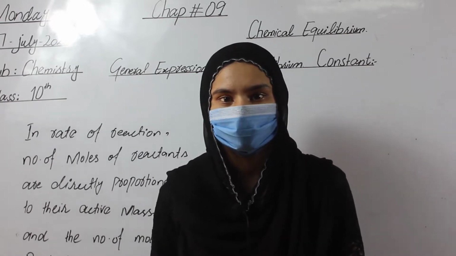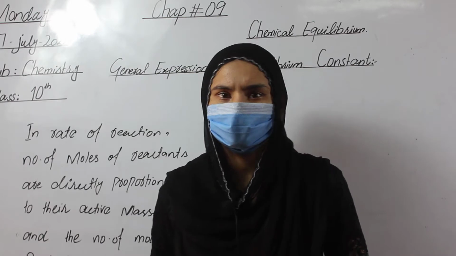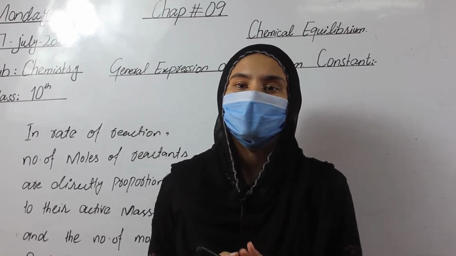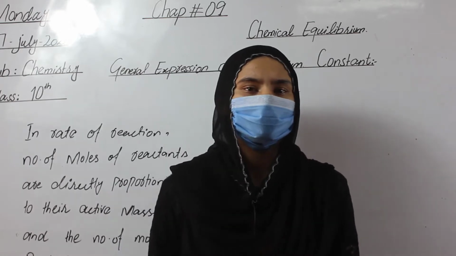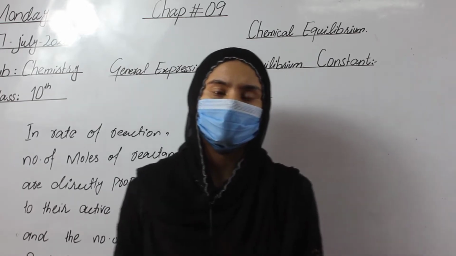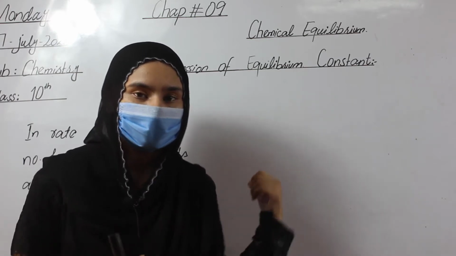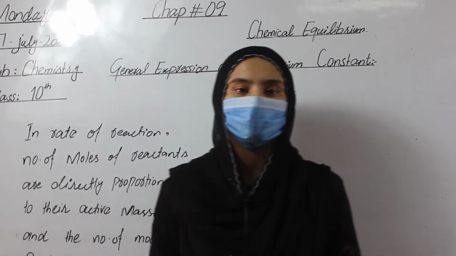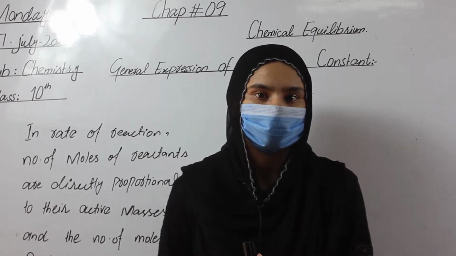Class 10, chapter number 9, that is chemical equilibrium. The topic of this discussion is the general expression for the equilibrium constant. If you remember, in the previous lecture we discussed the law of mass action. Basically, the general expression for chemical equilibrium is a practical example of the law of mass action.